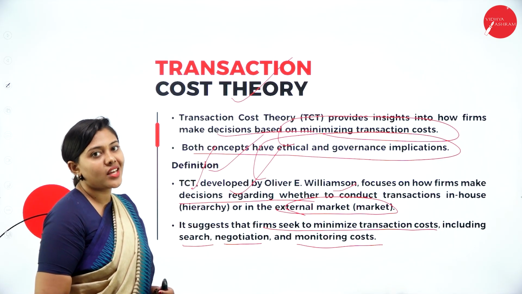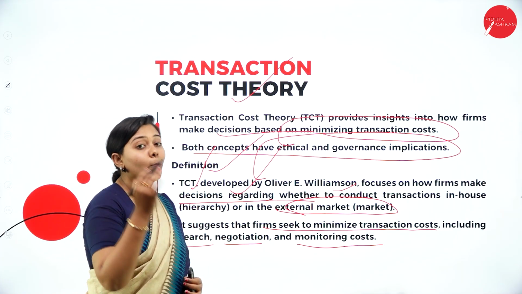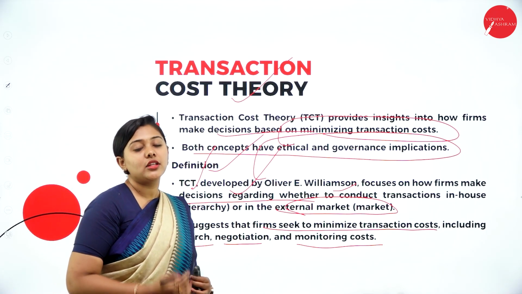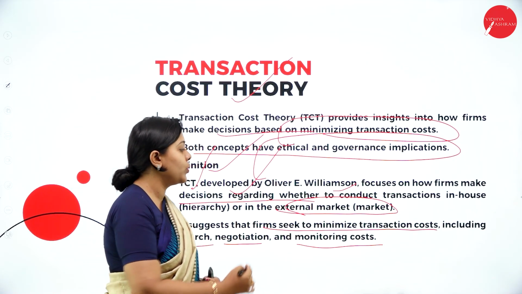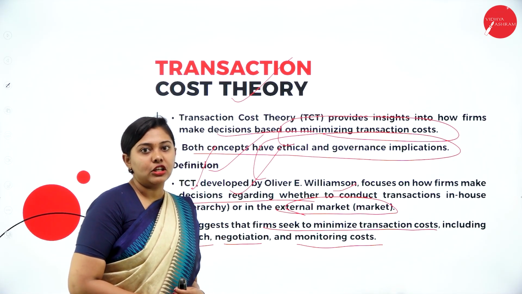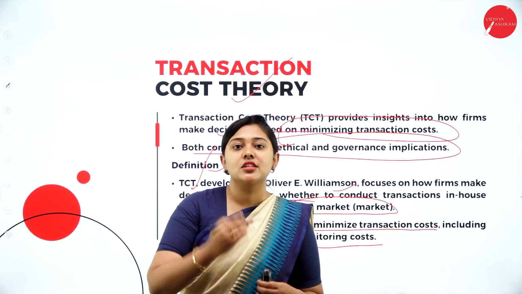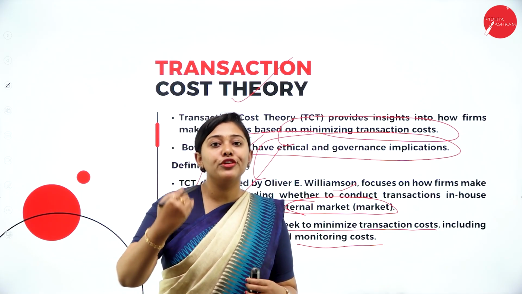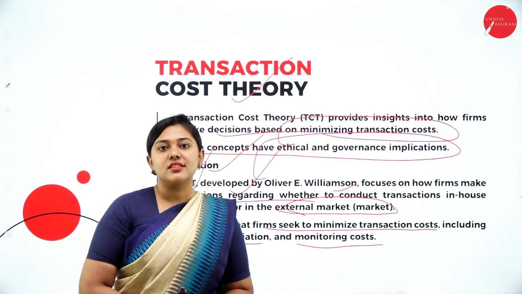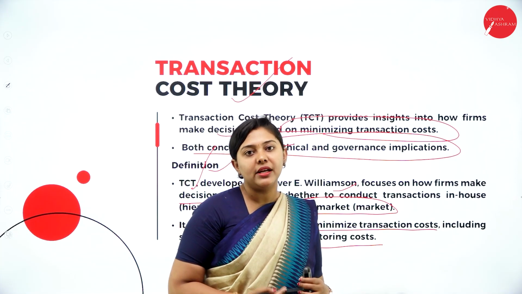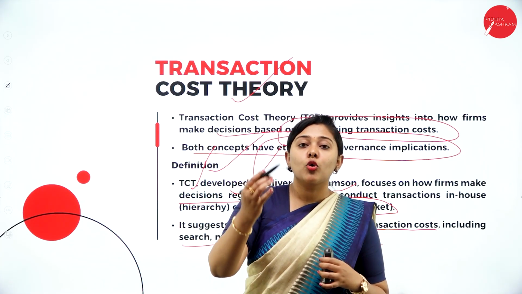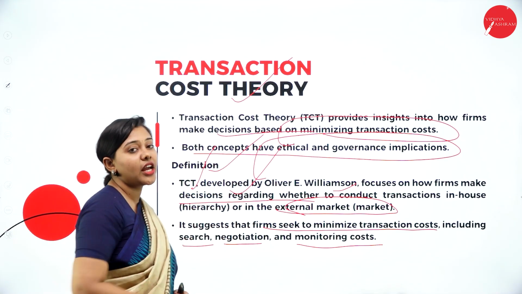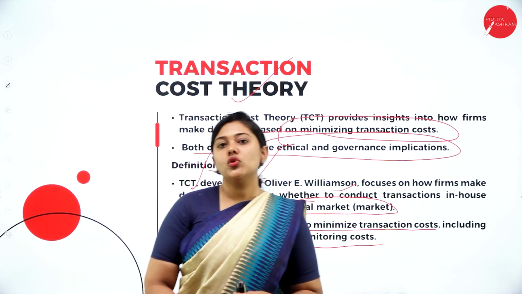So what this theory says is the firm has to minimize the transaction cost. So they have to minimize the search, they should minimize the negotiation that they do with the other firms, and the monitoring cost. So if they reduce the cost, the risk will be minimized. So when the risk is minimized, obviously the profit will be more for the organization. At the same time, the quality can be maintained by the firm. So the risk and the quality can be properly maintained by the firm. So that is what transaction cost theory explains.